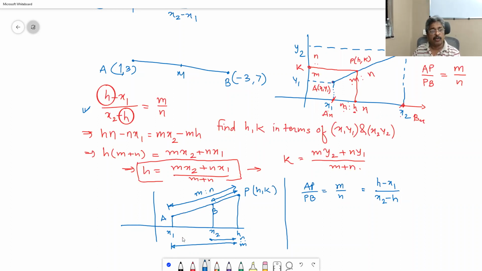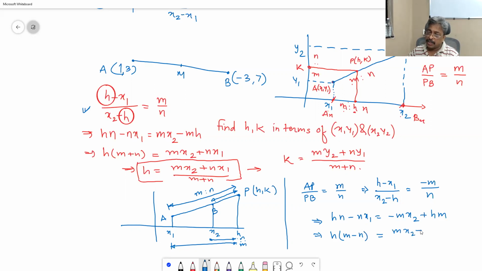Therefore, the ratio will definitely have a negative sign, and hence I have to consider it equal to minus m upon n. Numerically, this is this distance divided by this distance, but the directions are changing. Therefore, I admit that minus sign here in my calculation, and let us see what formula we get. h times n minus n times x1 is equal to minus m times x2 plus h times m. Is that right? So h inside bracket m minus n is equal to m x2 minus n x1, so h is equal to (m x2 minus n x1) upon (m minus n).